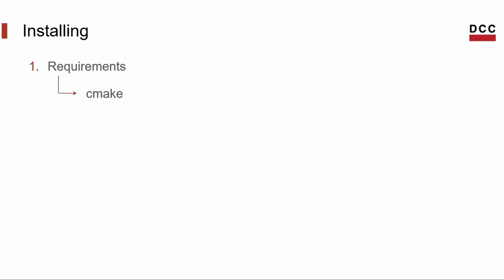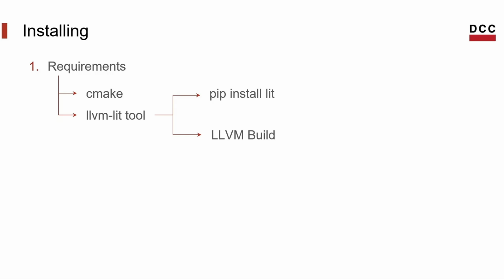You need CMake to configure the compilation files. Also, you need the LLVM lit tool. The lit tool is the test runner we will use to run the tests. There are two ways to obtain this tool. You can install it using pip, or if you already have an LLVM build, you can find it inside the binaries of your build.